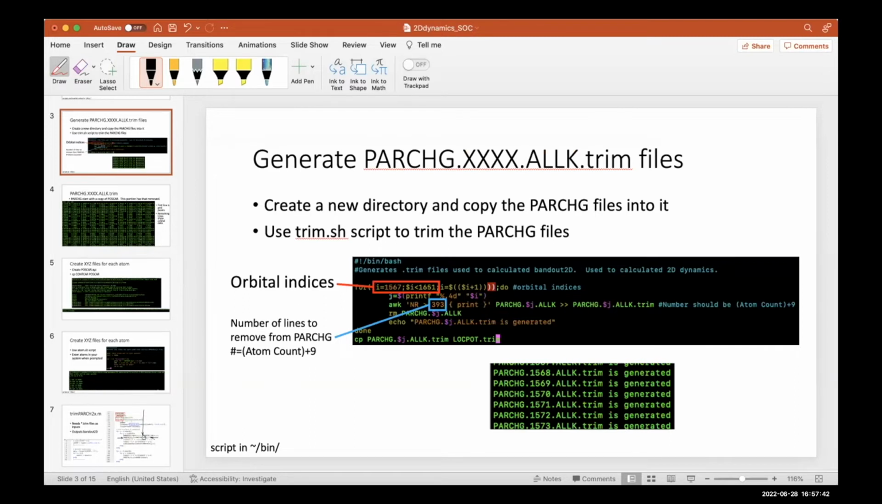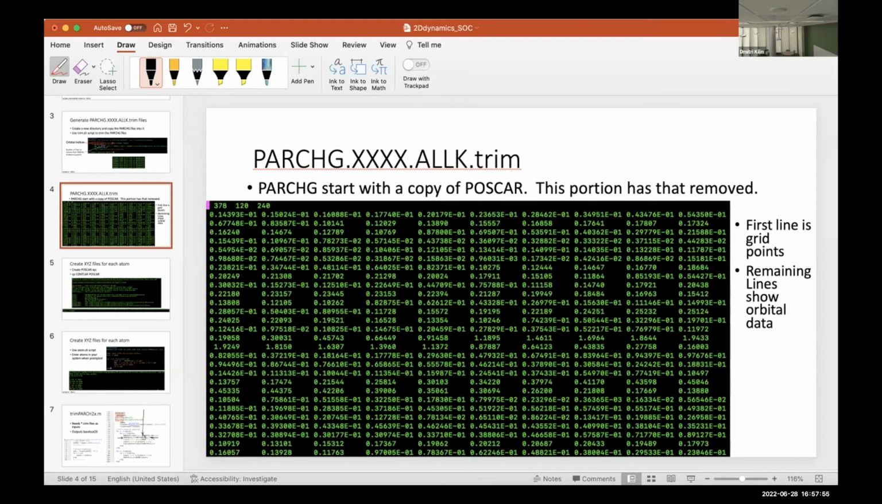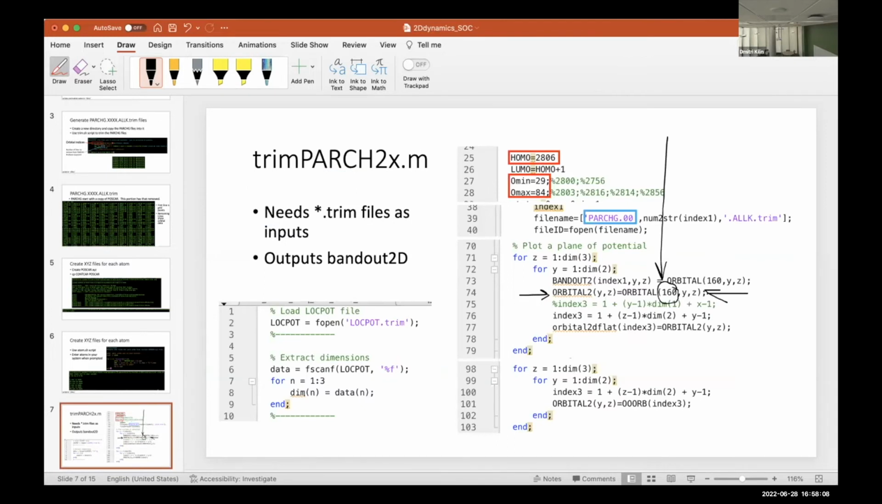So if you look at the script that we generate the bar charge files, the last line of it is literally just copying the last one to lockpod.trim. So they have the same format. All that's doing is reading in this first line, this 378, 120, 240 line. All that lockpod line in the code is doing is reading that in and determining what dim event is. So it's just to get some pattern. Yeah, it's inherited from historically.